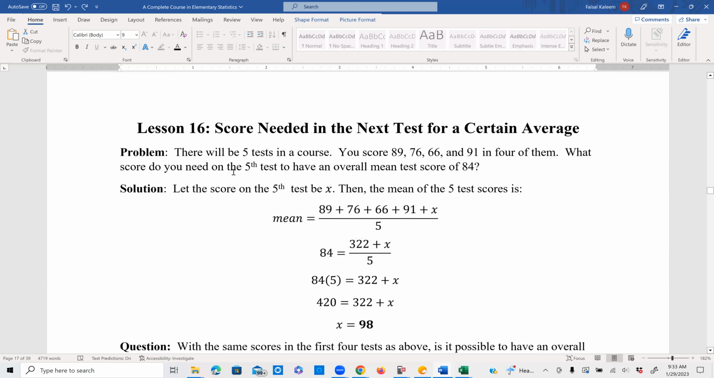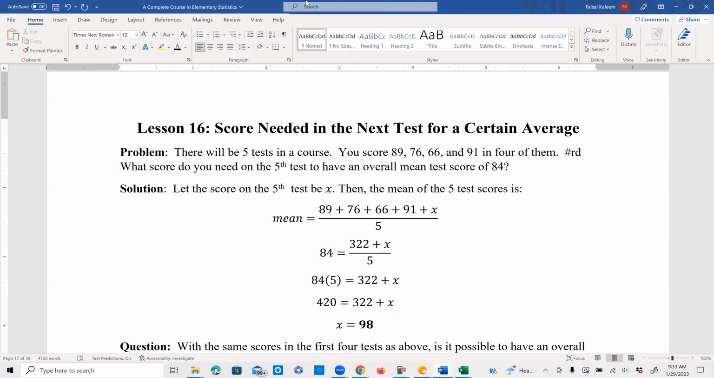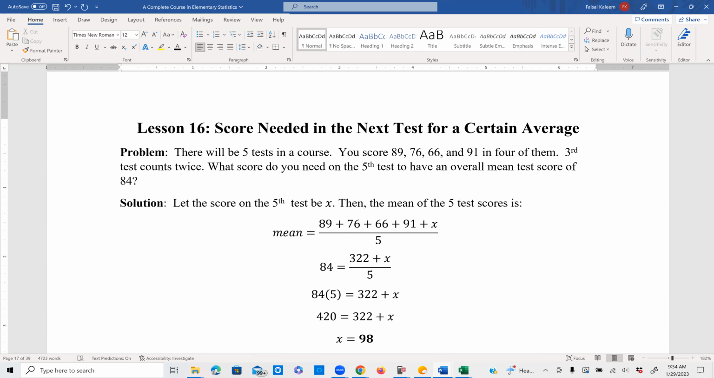So now this question can be modified sometimes. You may have a question like, there may be 5 tests, you score such and such, and then you may be given information, let's say, the 3rd test counts twice. Now, what do you need on the 5th test to have an overall mean of 84?